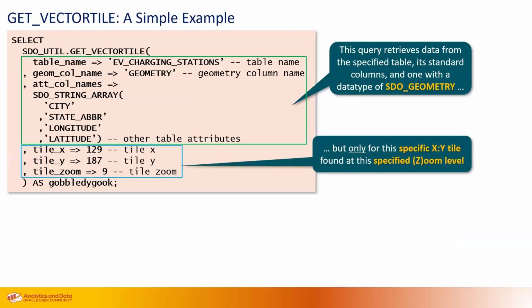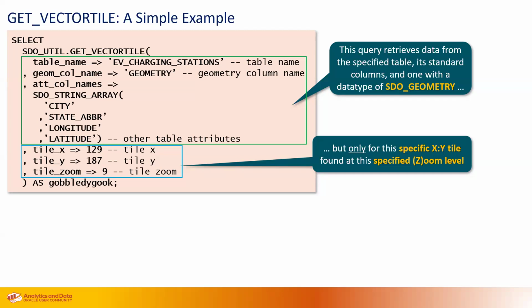Simple select statement. But let's take a look at that light blue box. Tile X, tile Y, tile zoom. What are we saying here? Go to zoom level 9. So in other words, go down to the tiles that are at that zoom level. Remember, 4 within 4 within 4. So we're at level 9. Look at tile 129, or the tile that's at X position 129, Y position 187.